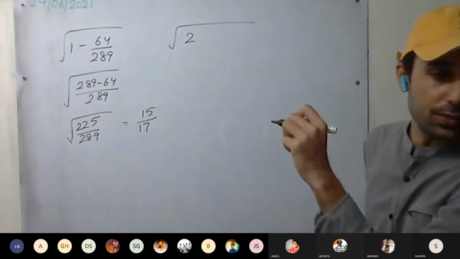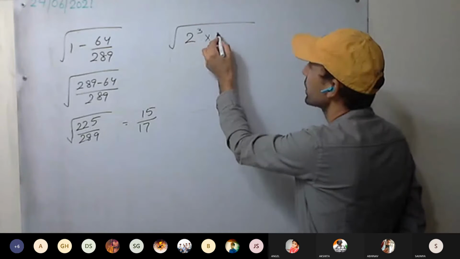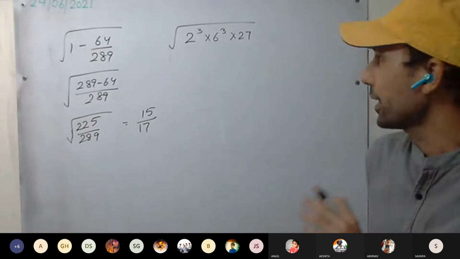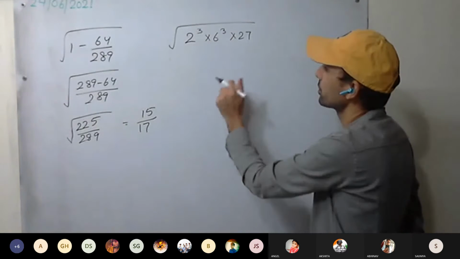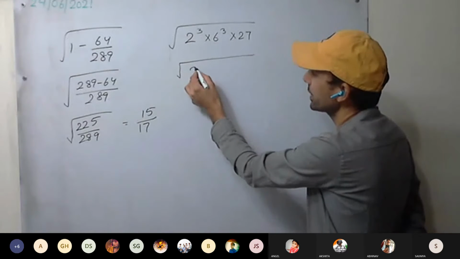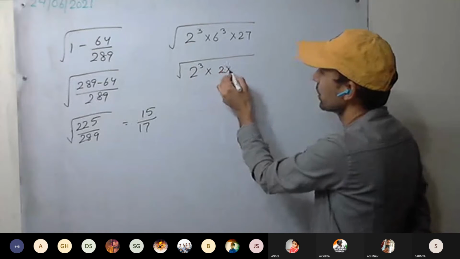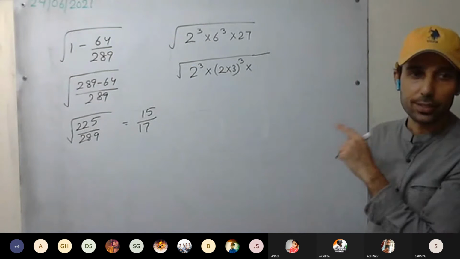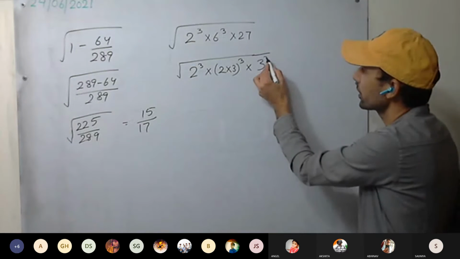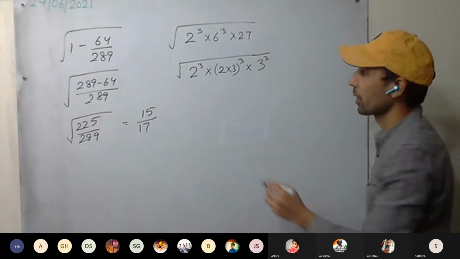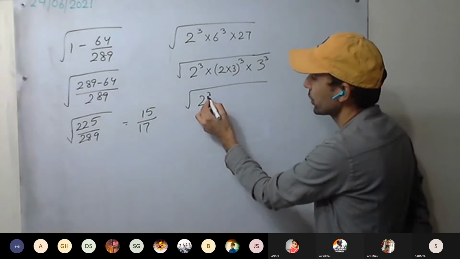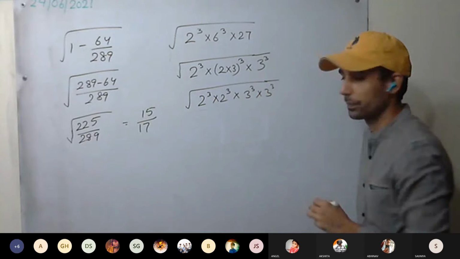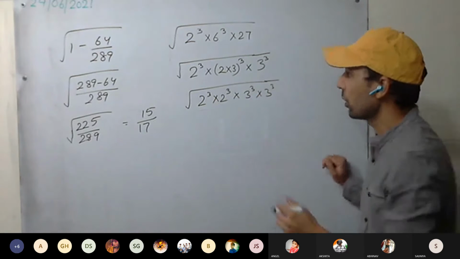The sixth one is the cube root of 2 cube into 6 cube into 27. There are different ways to do this question, that's up to you. You can write it as 2 cube into 2 into 3 all cube into 27, which can be written as 3 into 3 into 3, that is 3 cube. Or we can write it like this: 2 cube into 2 cube into 3 cube into 3 cube.